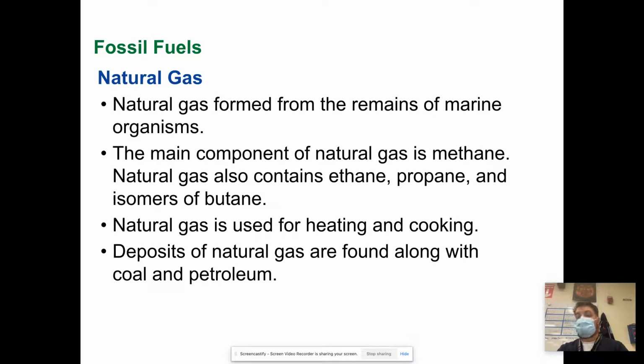Almost no soot. Okay. Deposits of natural gas are found along with coal and petroleum. So these fossil fuels are kind of in big clusters. Wherever there was life millions of years ago, over time they decompose and become fossil fuels.